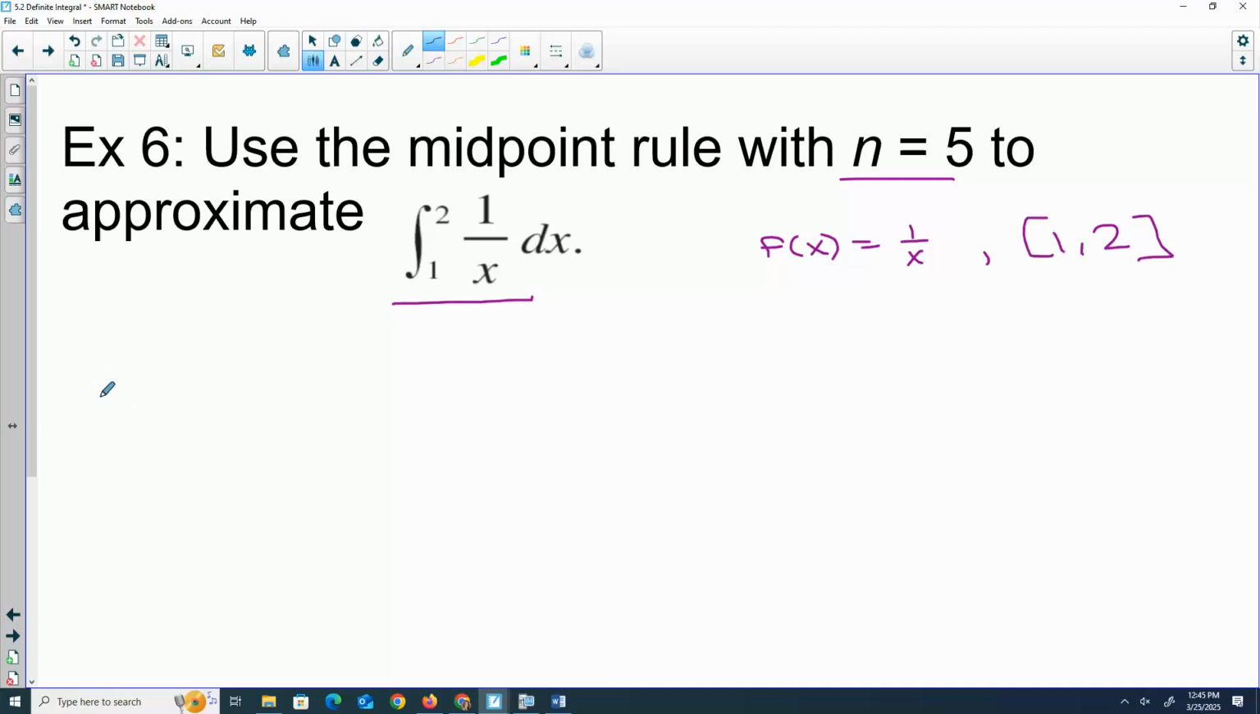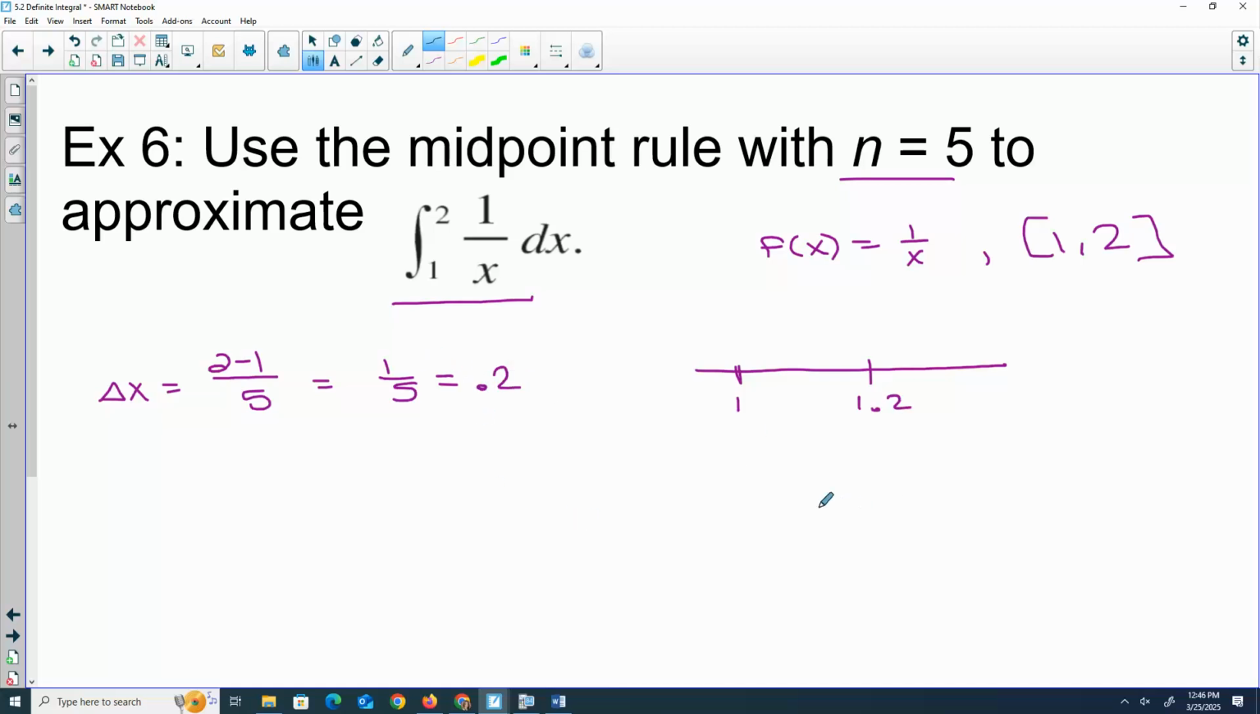So what do I need to do first? Change in x. 2 minus 1 divided by what? 5, because I did tell you how many rectangles. So that's 1/5. Then we have to think about this. This would start at 1. If I add 1/5, can I just say that would be 1.2?